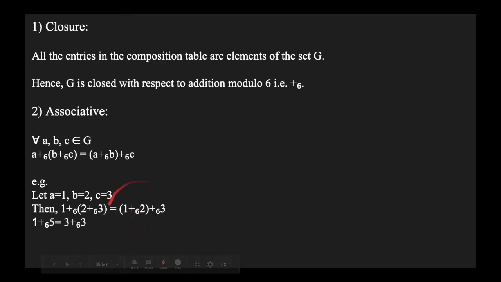Now consider the right hand side. 1 plus 2 is 3, and 3 divided by 6 leaves 3. Now 3 plus 3 is 6, and 6 divided by 6 gives 0. So both answers are 0. Similarly, you can check for any numbers and it will be the same. Hence it is associative, that is, plus 6 is associative.